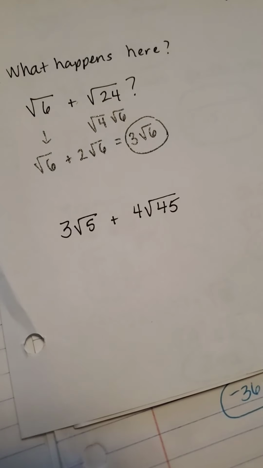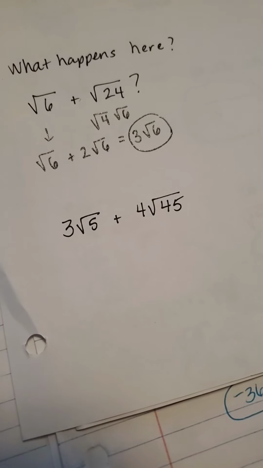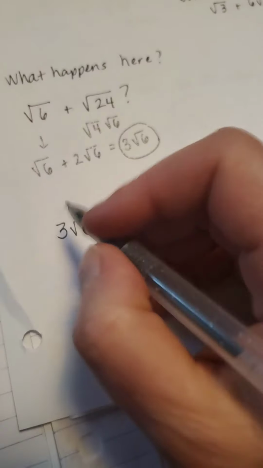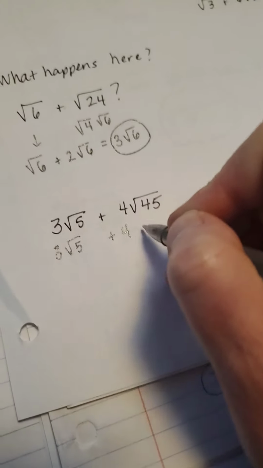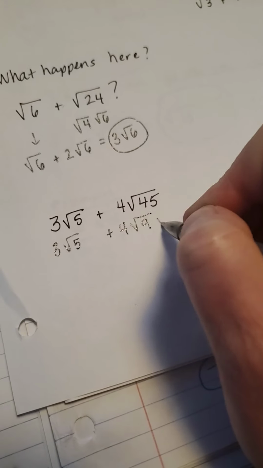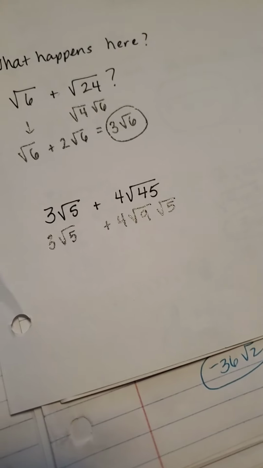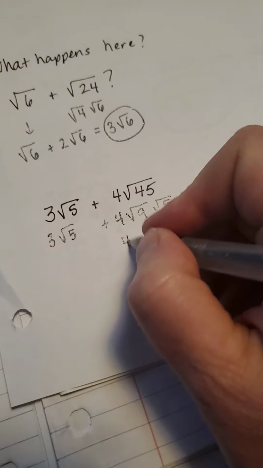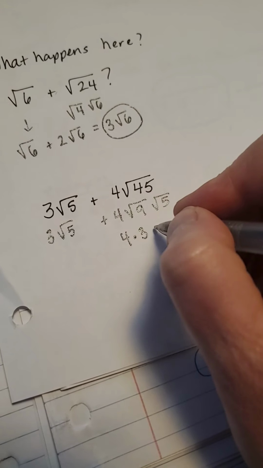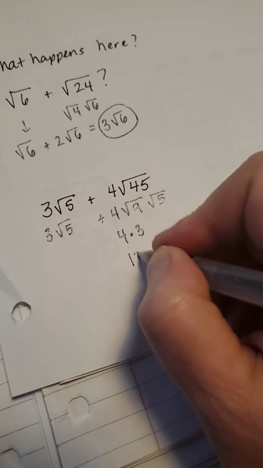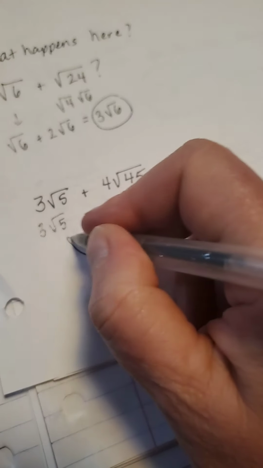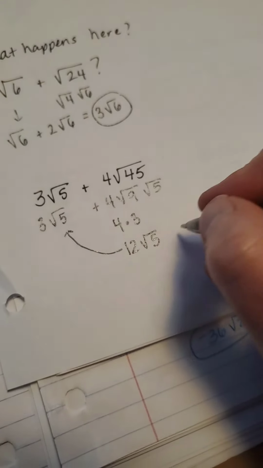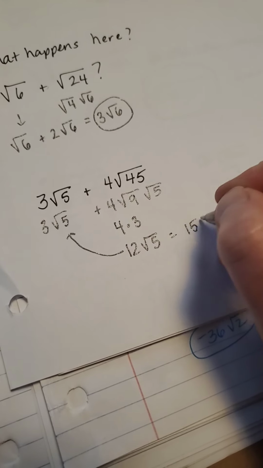Same is true down here. If you want to pause the video and try it by yourself, you can. I can't do anything with that, but I know that 45 breaks down into 9 and 5, and I know radical 9 is equal to 3, so I know that this is 12 radical 5, and if I want to add it to 3 radical 5, I would get 15 radical 5.